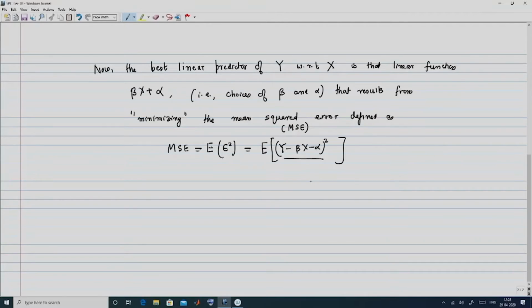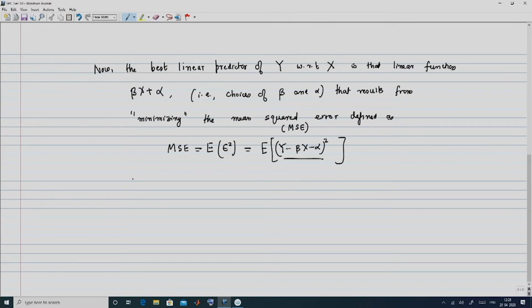And then what we want to do is that we basically want this error, that is, a good linear predictor should be such that the difference between the predictor and the actual value y should be as small as possible, which is why we take this mean square error and then we need to minimize it, so that we basically get as closely or as best as possible the values of beta and alpha.